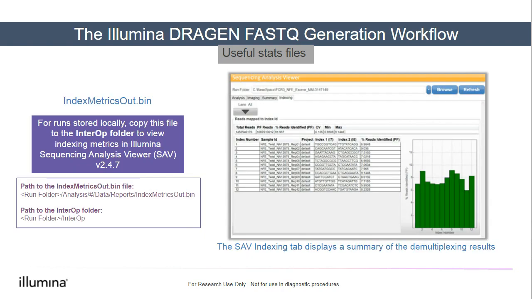For local runs, this slide shows SAV and the indexing QC metrics that can be viewed here. To view the indexing metrics in SAV, we must first copy the IndexMetrics.bin file from the reports folder into the InterOp folder, and then you'll be able to launch SAV by browsing to the run folder to view the indexing metrics.